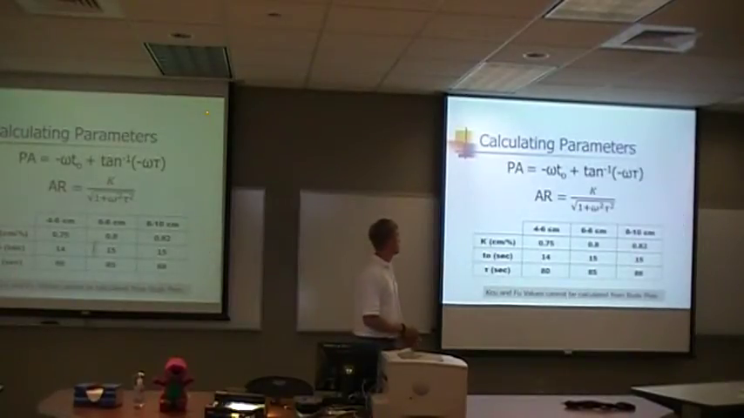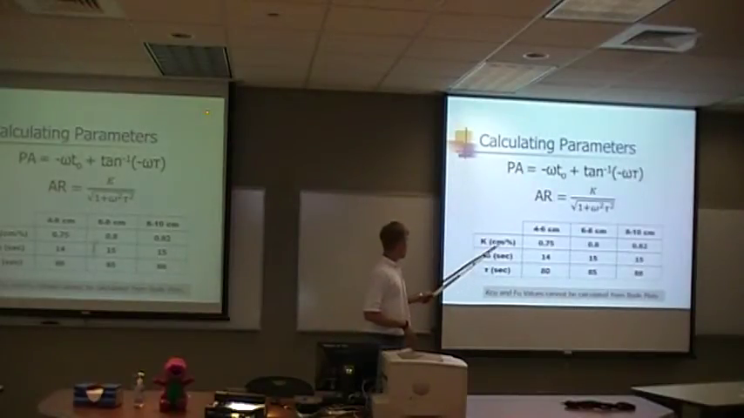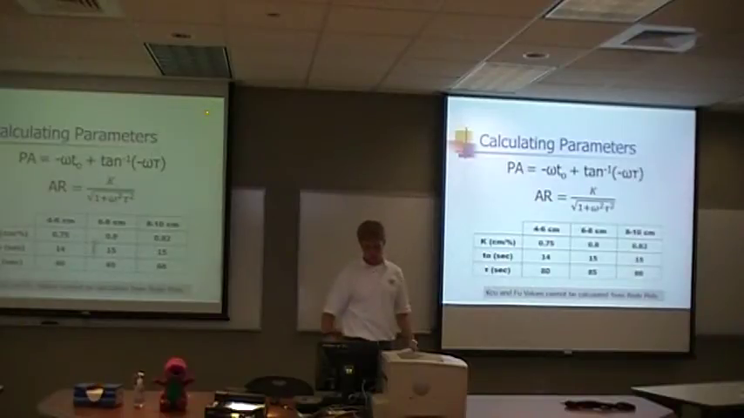These are the equations of the phase angle and amplitude ratio. They were used to get the K, T naught, and the tau for the 4 to 6 centimeter range, 6 to 8 centimeter range, and 8 to 10 centimeter range. And also, I noted where the KCU and the FU values cannot be calculated from the Bode plots because we couldn't go over the frequency of 0.004.